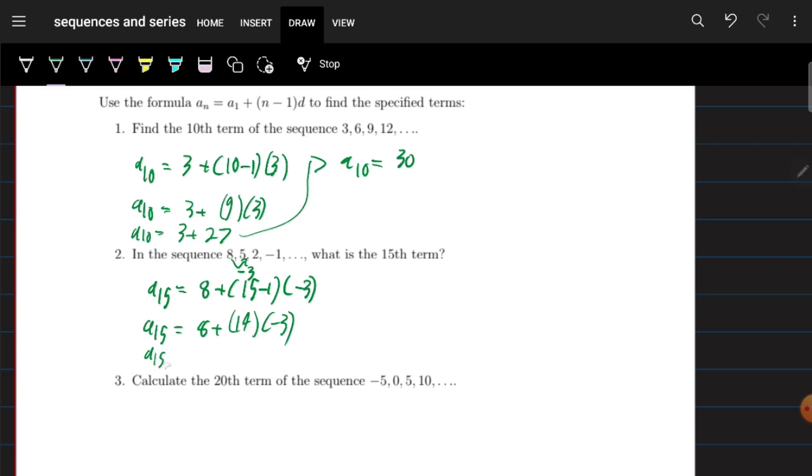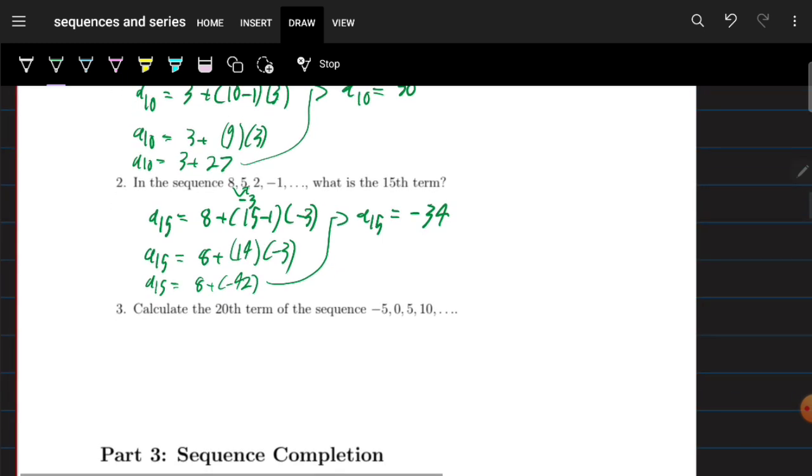So a15 is 8 plus negative 42. Let me just see, yes, okay. So a15 is equal to negative 42 plus 8. So that's going to be negative 34. Perfect. So that's our 15th term.